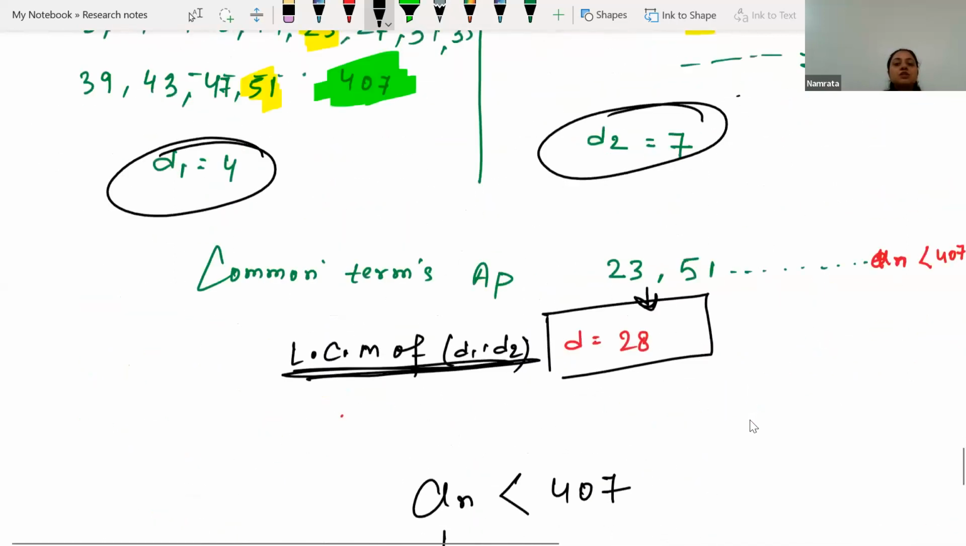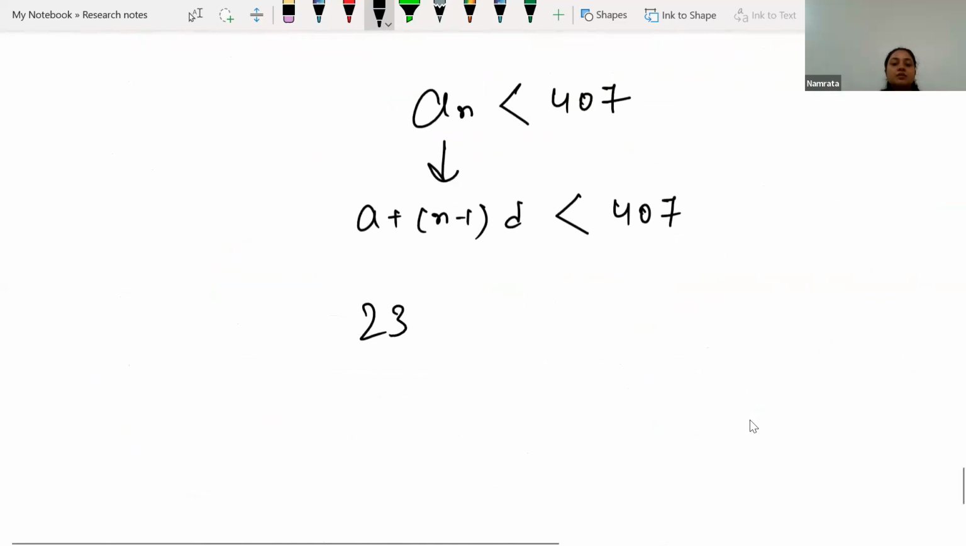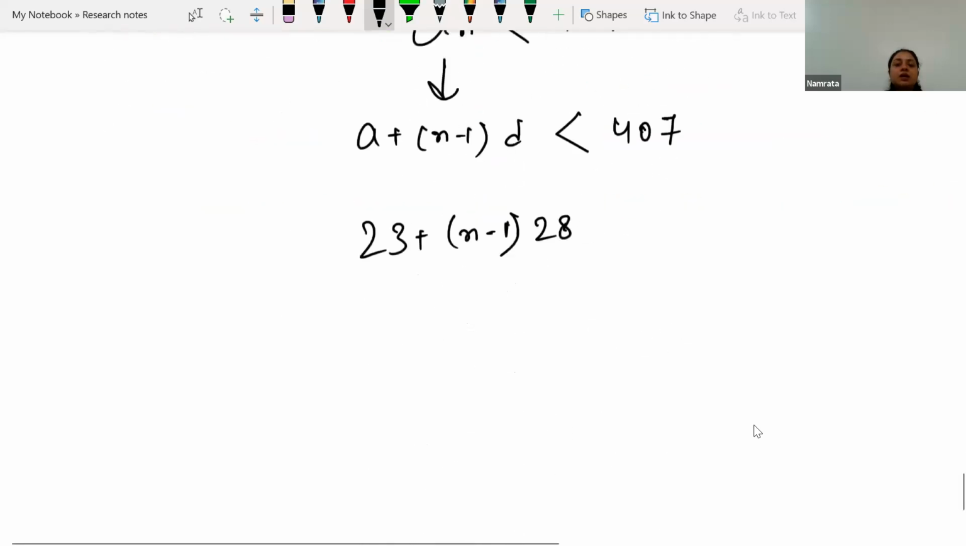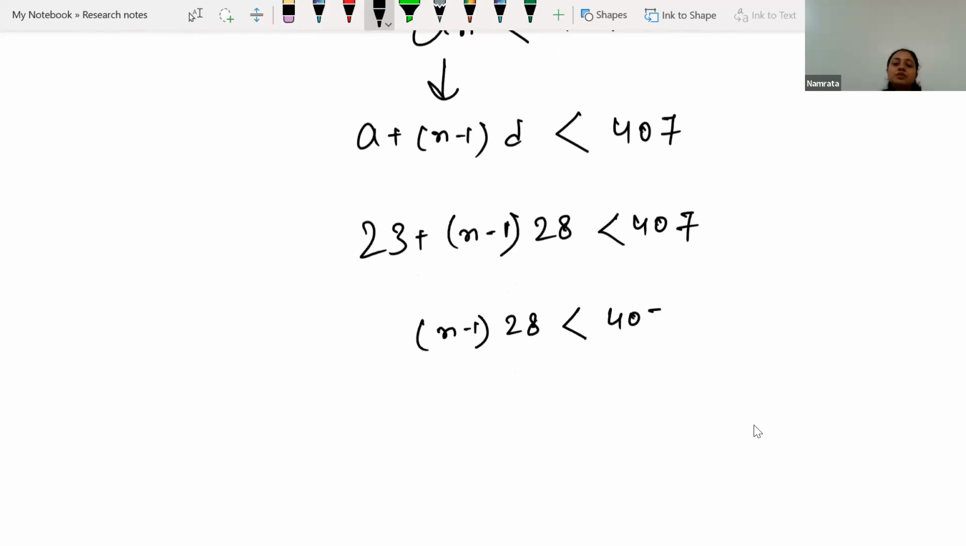What was our first term? 23. N minus 1, we don't know how many terms are there which are common in both the APs. D, common difference we have got as 28, is smaller than 407. Let's solve it, Lena. We know that an inequality we can solve just like an equation. It is smaller than 407 minus 23. That means smaller than 7 minus 3, 4. Here 10 minus 2, 8, 384.